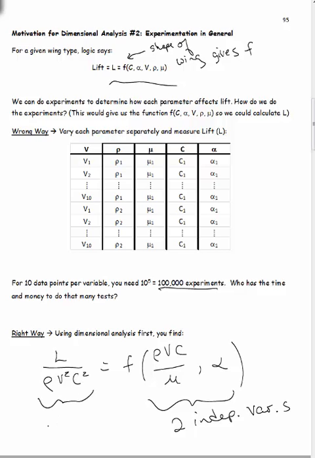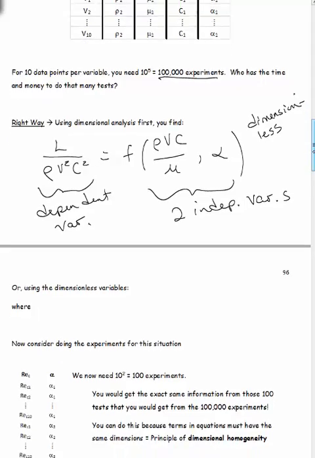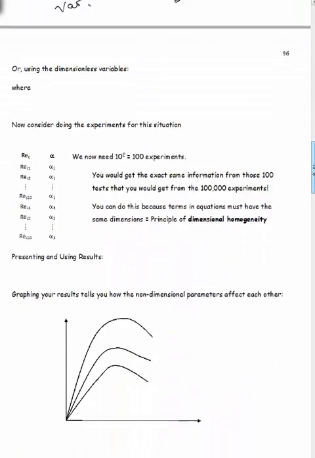And we have 1 dependent variable. Well, we're always going to have 1 dependent variable. That's what we're trying to find. All these are dimensionless. Okay, and all this comes from just that concept of dimensional homogeneity. I can't say it. Homogeneity.